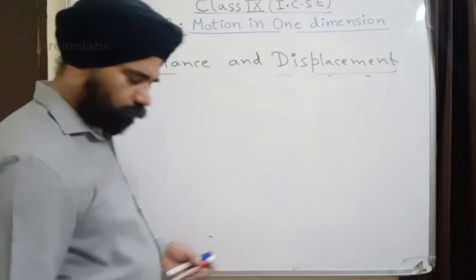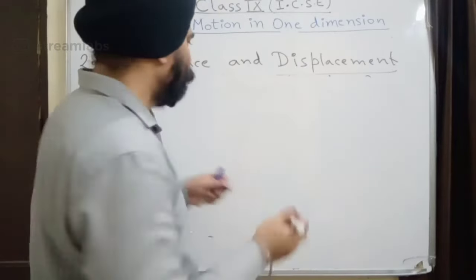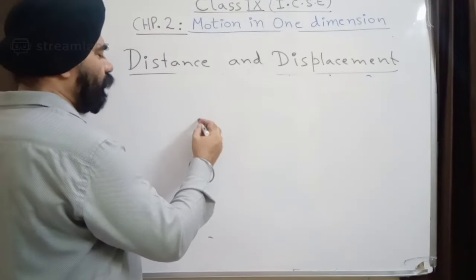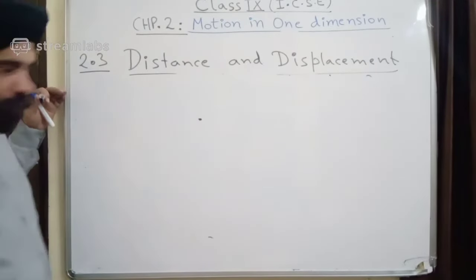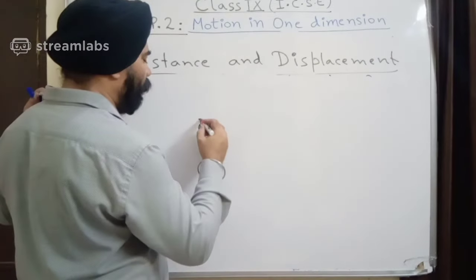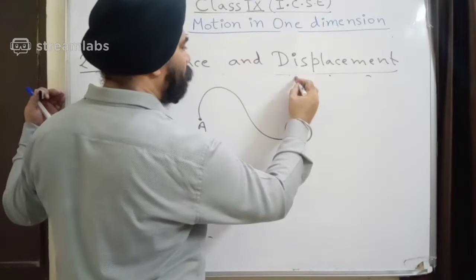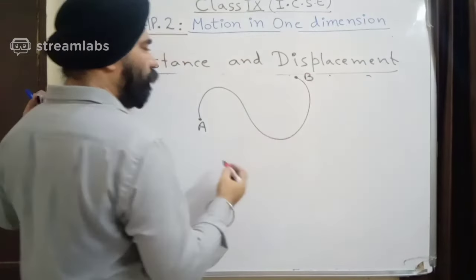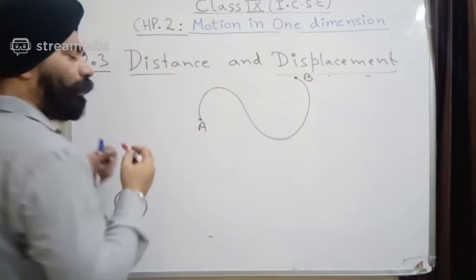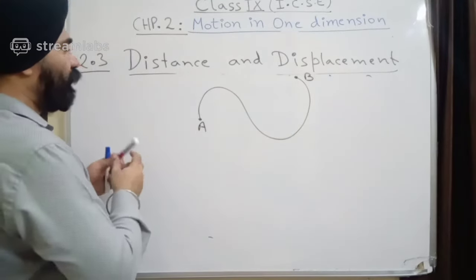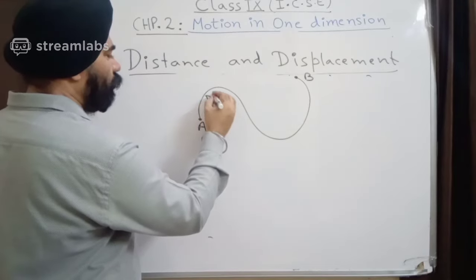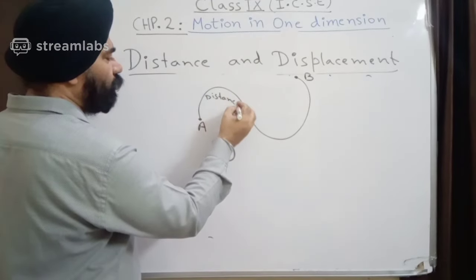Okay. Now I say, suppose a body starts, the figure which is given in your book. The body starts from A and it goes like this up to B. Then this black line gives you the distance.